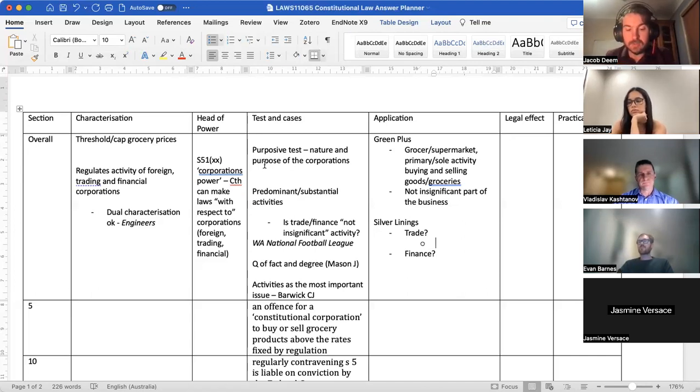What's the trade that's going on? Let's call it small scale vegetable production and sale. And the funds are used for educational purposes.